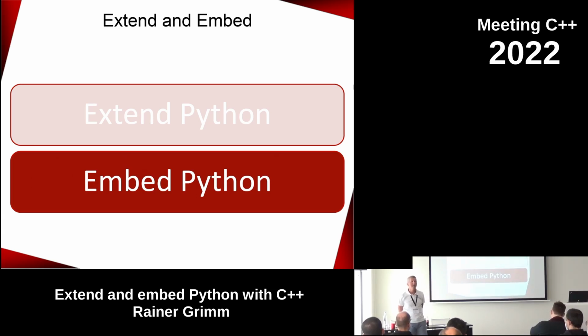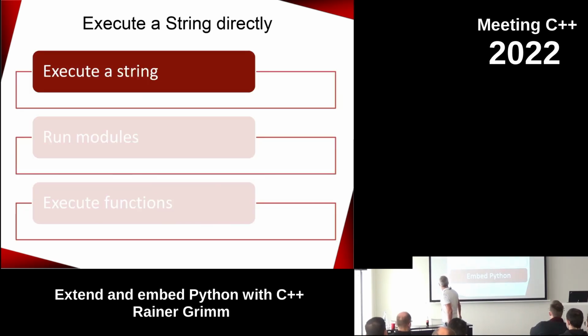And this is what you can do with embedding. You can embed a Python interpreter into your C++ application, and afterwards you can trigger your GUI from your Python interpreter, from the REPL. This sounds strange, but this is possible, and we did it. Okay, but anyway, I'm too fast. Embed Python. There are essentially 3 ways to do it. You can just execute a string, you can execute a module or a Python file, or you can execute functions.